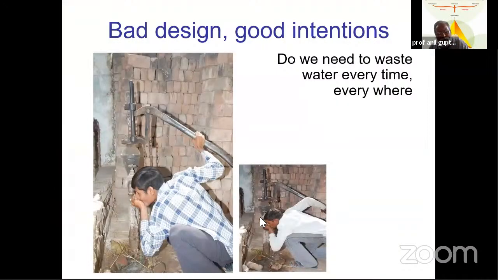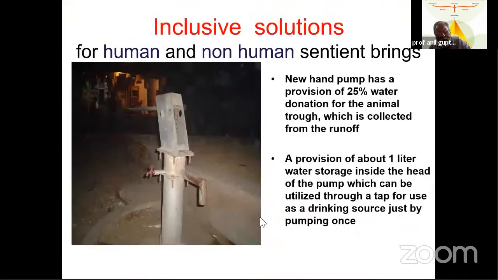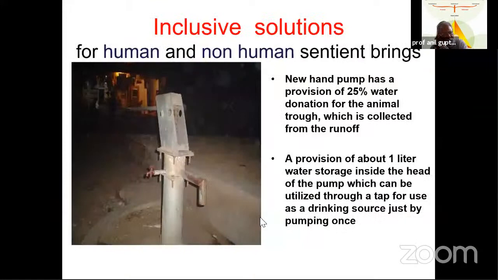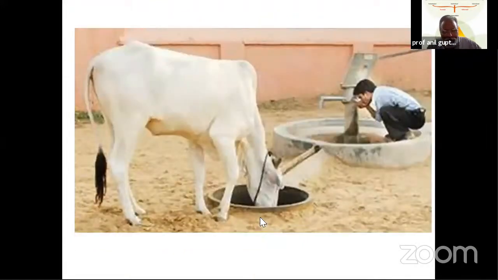This I might have shown you already about the hand pump, how there's so much wastage of water, and then you have a simple improvement, one small spout for drinking water, the bigger one for filling the tank. And of course, if there's a spill, the spilled water goes to the animals.